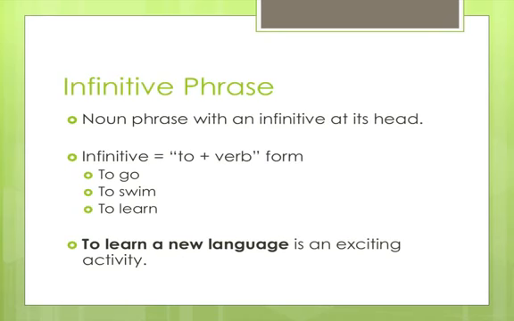Another type of phrase we should be familiar with is what we call an infinitive phrase. And this is where we have a noun phrase again with an infinitive at its head. And again, an infinitive is the form of to plus the verb. For example, to go, to swim, to learn. These are the infinitive forms of these verbs. They're not conjugated, as in, I go, they go, he goes, they went. That's conjugating the verb to go to the various forms.